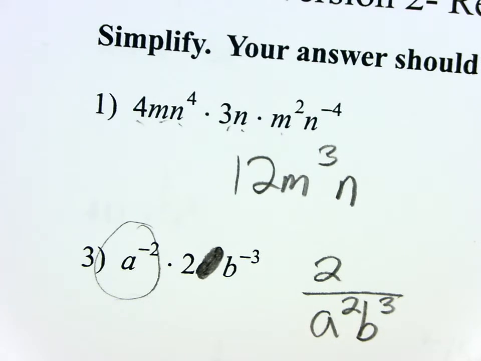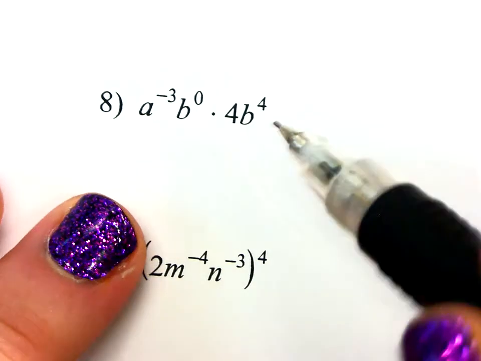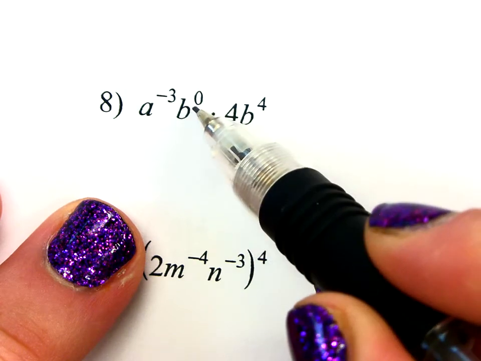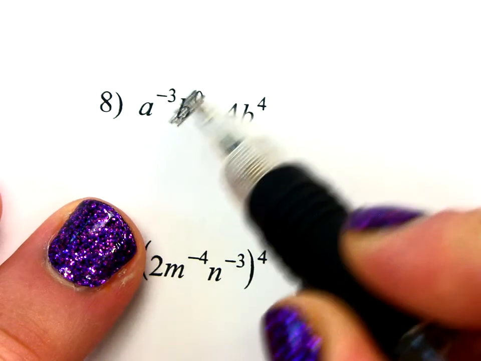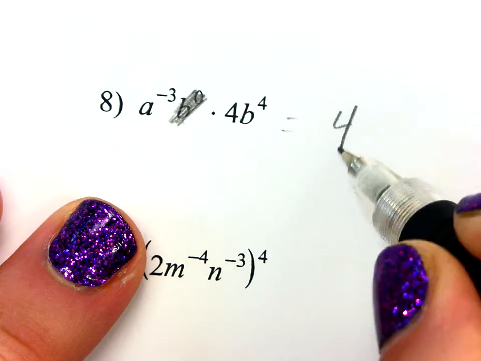So real quick, you guys try number 8. Okay, we should have an answer. So, first jumping out, I see a b to the 0. That's really just a 1, so I can ignore it. Then I have a 4. There's nothing else to multiply with, so I just have a 4.